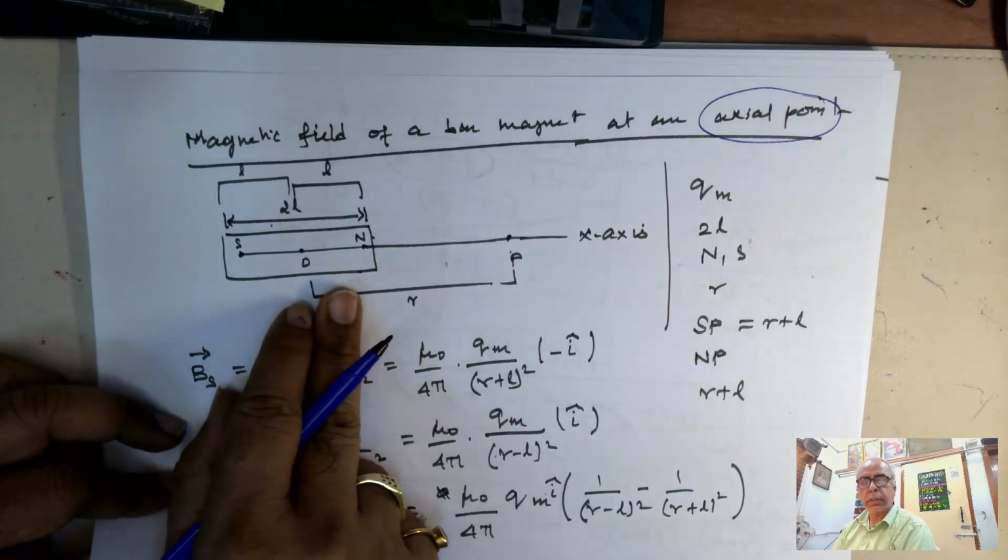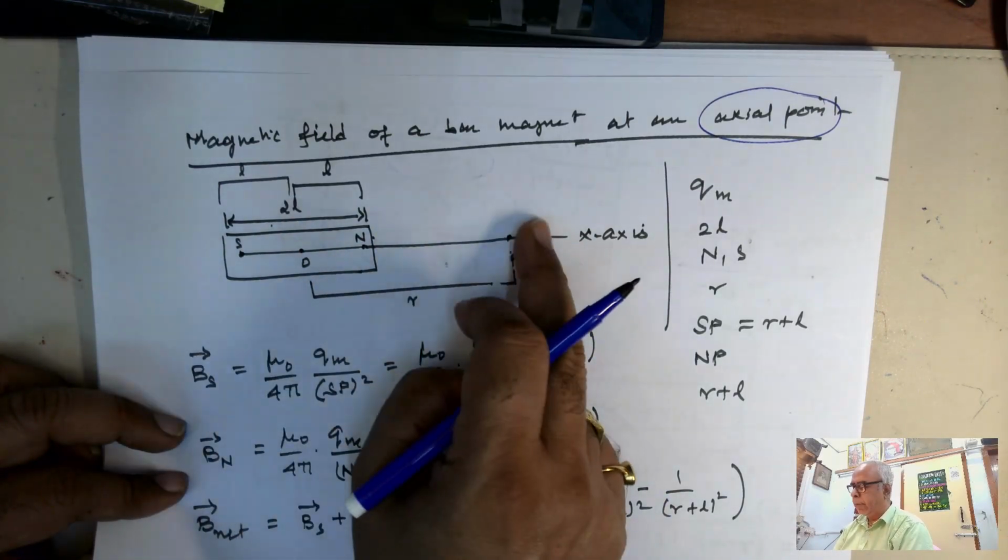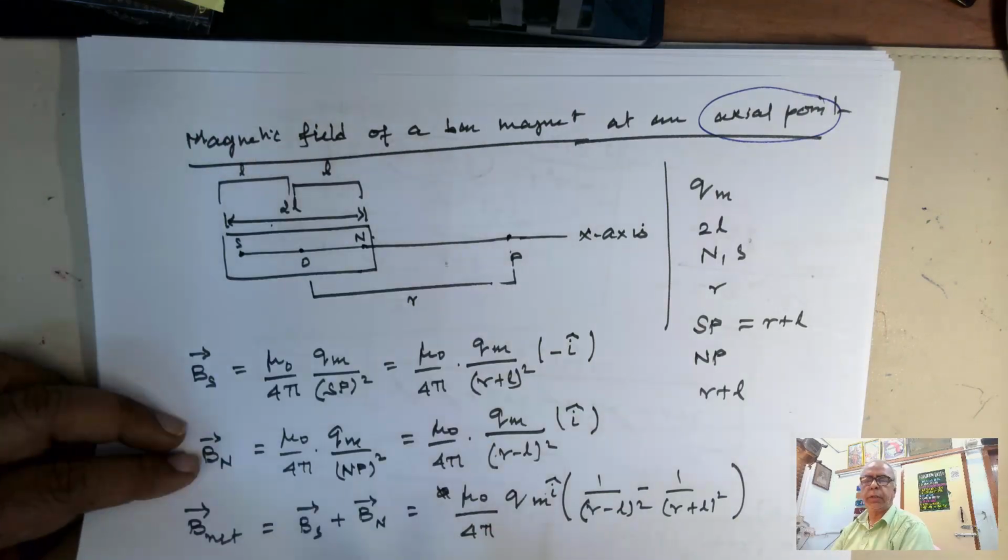Now we are going to discuss the same magnetic field when the point lies equatorially. Okay?